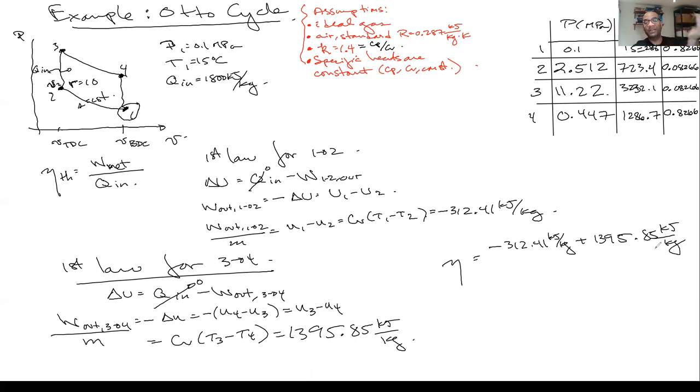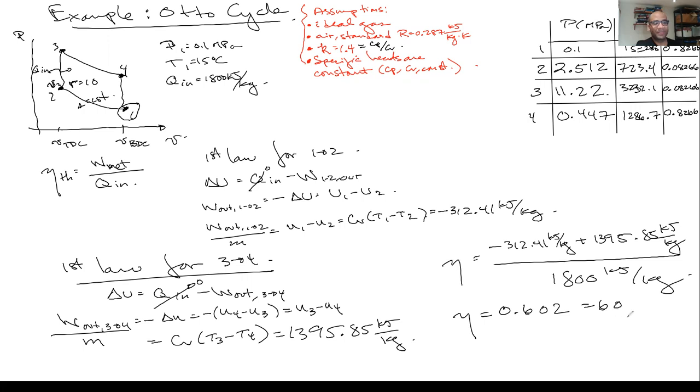So work going in plus the work going out, divided by Q in. How much heat did I input? That was given by the problem: 1800 kilojoules per kilogram. So punch all of that in, and we find that the thermal efficiency is 0.602, 60.2%. There we go. And that's it for the Otto cycle.